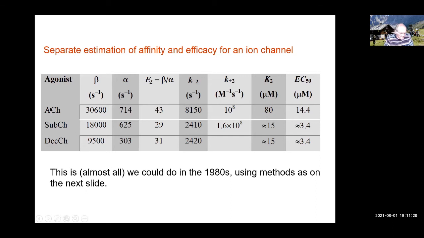This enabled us for the first time really to see the basis for differences in potencies between two agonists, take acetylcholine and suberyldicholine. Suberyldicholine is 5 or 6 times more potent than acetylcholine. But why is it more potent? Is it because it has more affinity or because it has more efficacy? Well, the opening rate constant came to 30,000 for acetylcholine, 18,000 for suberyldicholine. The mean open lifetime, lifetime for individual openings, was pretty similar for both of them.